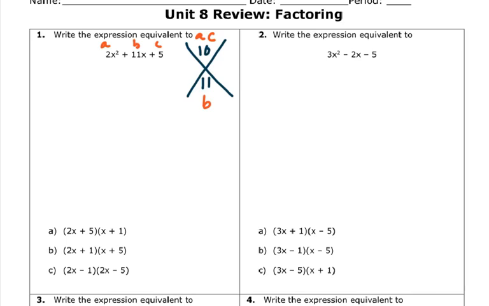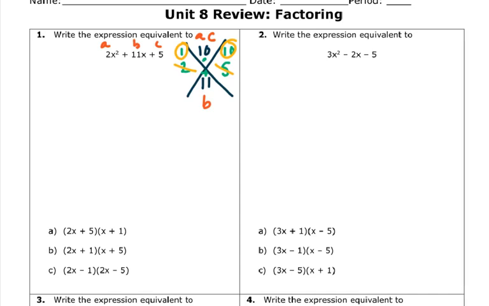So in order to factor, we're going to write all of the factors of 10. I like to go in order from 1 to make it a little bit easier. So 1 times 10 equals 10. 2 times 5 equals 10. So those are all of the factors that could multiply to make 10. I need to figure out which of those multiply to make 10, but add to make 11. 1 and 10 would make 11.